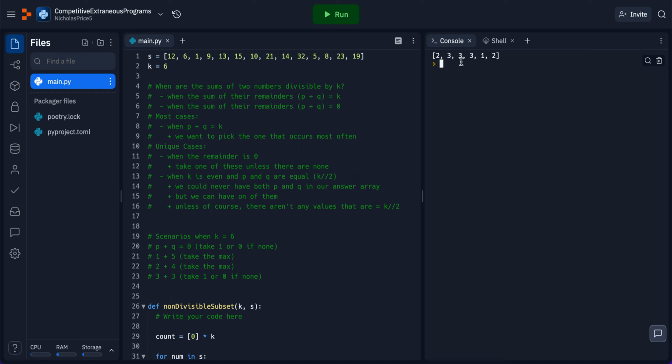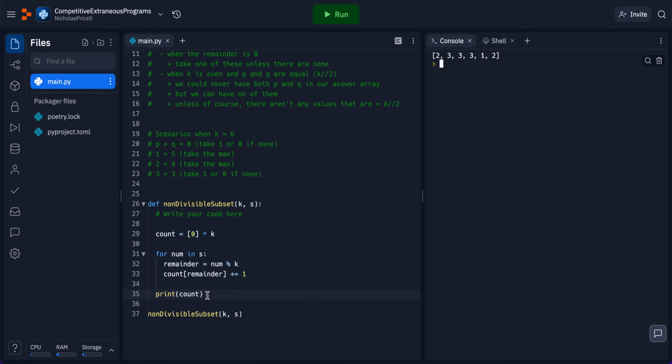And then this counts the numbers with remainder 2, counts the numbers with remainder 3, which are 1, 5 and 4. This counts the numbers with remainder 4, this is index position 4, and this counts the numbers with remainder 5, index position 5.